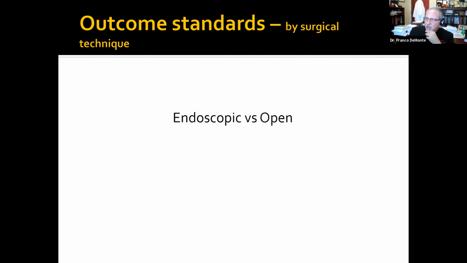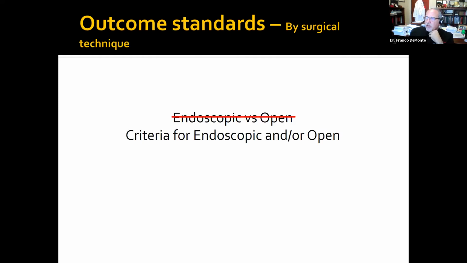So the question now is no longer endoscopic versus open. The question is the criteria for endoscopic and/or open procedures. My colleague, Dr. Raza, who's going to be speaking next, will specifically address this very important topic.